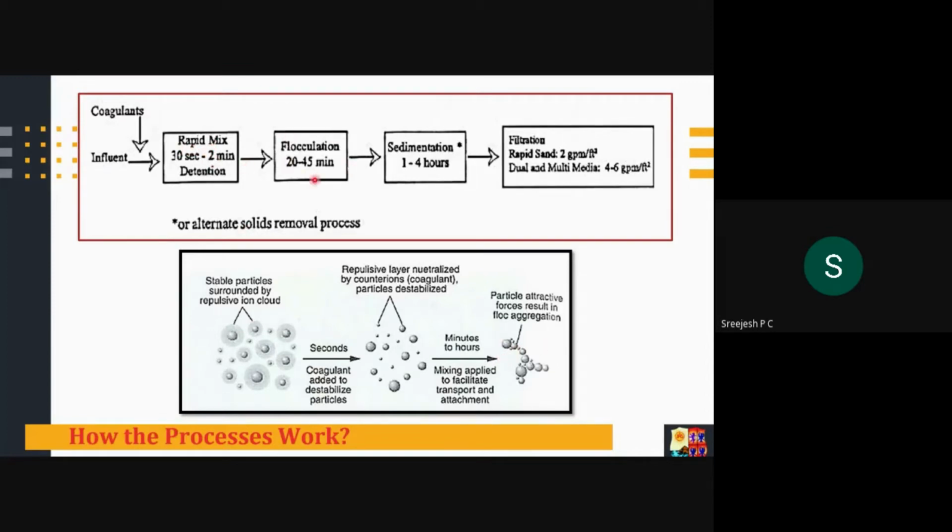Now you are taking it into the next tank, called the flocculation tank. In the flocculation tank, you are giving a mild mixing. Why are we giving a mild mixing? In the coming slide, we will understand. We give this for 20 to 45 minutes. And we also sometimes incorporate flocculating agents, which act as a bridging material, and formation of macroflocs takes place. Then we take it to the sedimentation tank, or we use alternative techniques like filtration or centrifugation to remove these macroflocs.